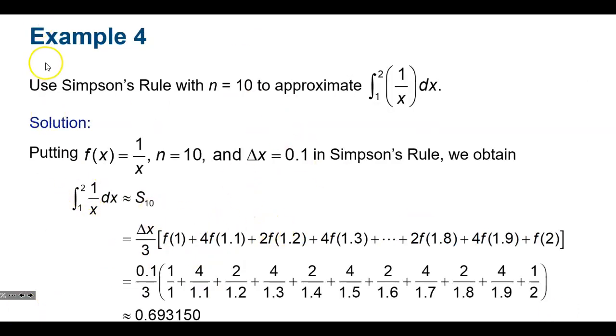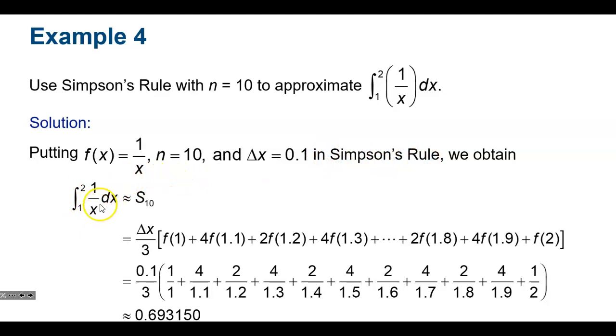Now in example number 4, we're going to use Simpson's rule with n equal to 10 to approximate our previous example of 1 over x going from 1 to 2. The solution: f of x is equal to 1 over x, we know that n is equal to 10, and we know that the displacement is going to equal 0.1. In Simpson's rule, we obtain the following.